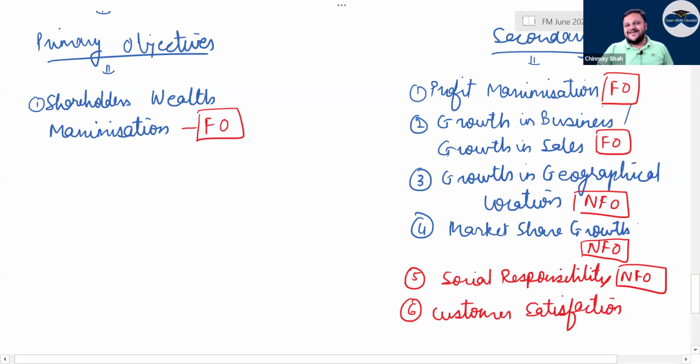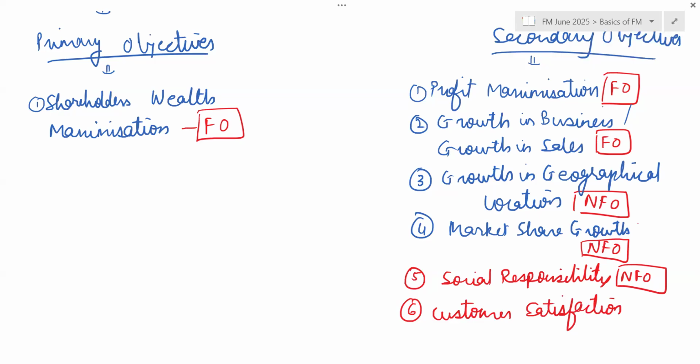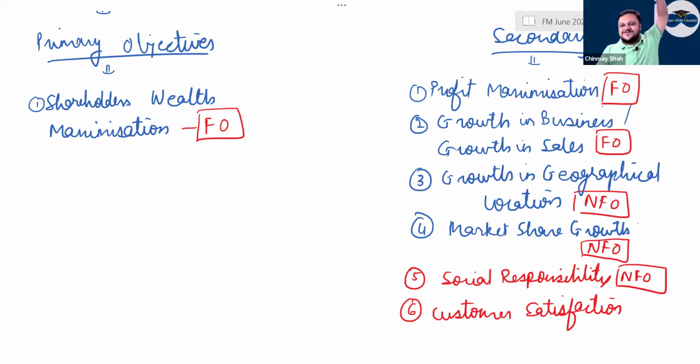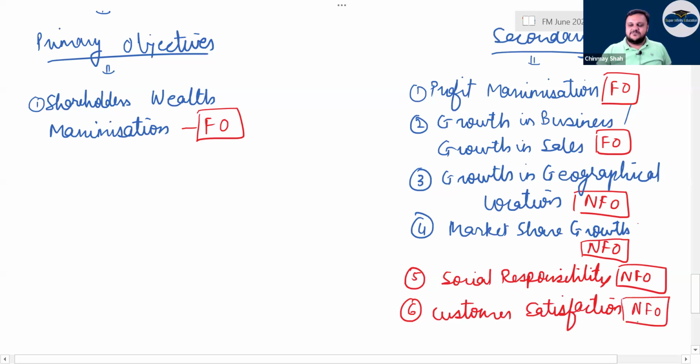Last but not the least, sixth point, customer satisfaction. Tell me, financial or non-financial? Can you measure customer satisfaction? Tell me. No, right? So, non-financial objective, correct? Have a look, makes sense. So, there are questions that are asked. So, write down note below.